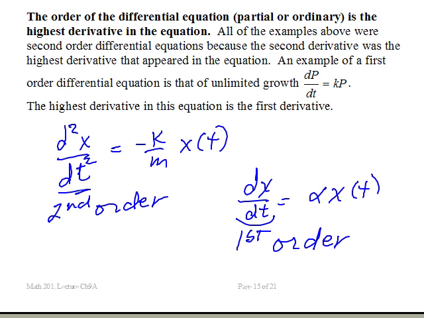Here's a similar example here for an equation for a population of unlimited growth. P is the value of the population. It varies with time. It is an ordinary differential equation. The highest derivative is the first, so this is a first order ordinary differential equation. This is a second order ordinary differential equation right here. This is another first order ordinary differential equation. The wave equation was a second order partial differential equation.